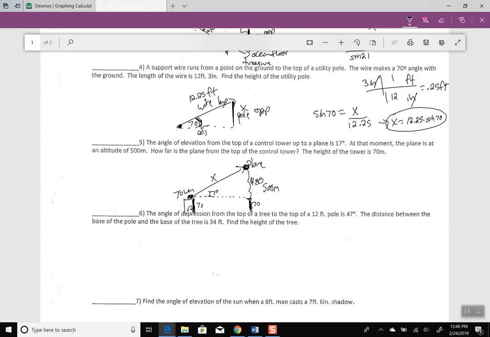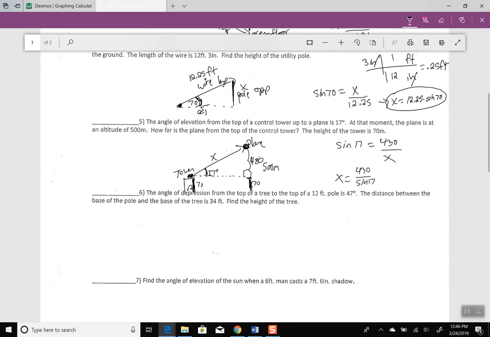So I can use that to now solve how far the plane is from the top of that tower. So I care about my opposite side, and I care about my hypotenuse. So again, I'm going to be using sine. Sine of 17 degrees is opposite over hypotenuse. Flip the x and the sine, and your answer is 430 divided by the sine of 17 degrees.